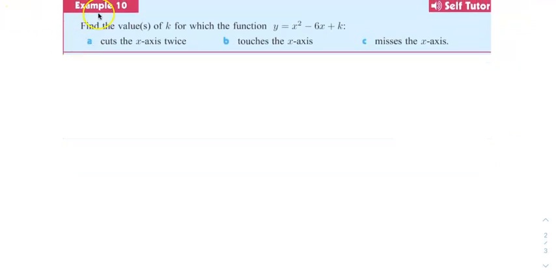Last example here. Find the values of k for which the function cuts the x-axis twice. Remember, that means you have 2 real solutions. Touches the x-axis, you have 1 real solution. Misses the x-axis means you have no real solutions. So here, my a is 1, my b is negative 6, and my c is k. So we're just going to set it up.